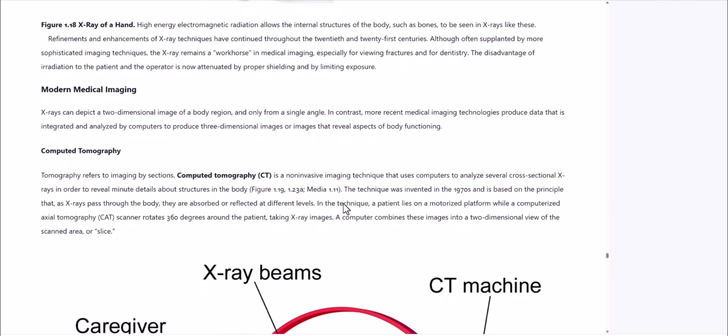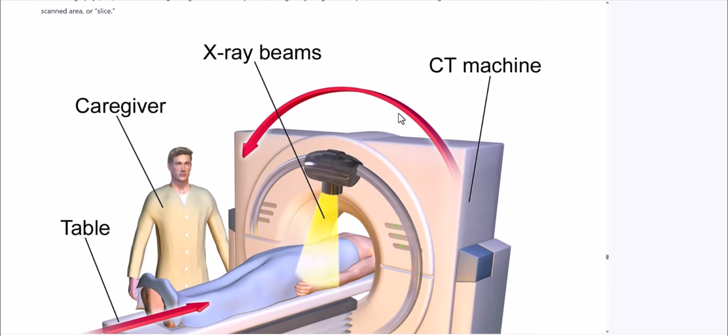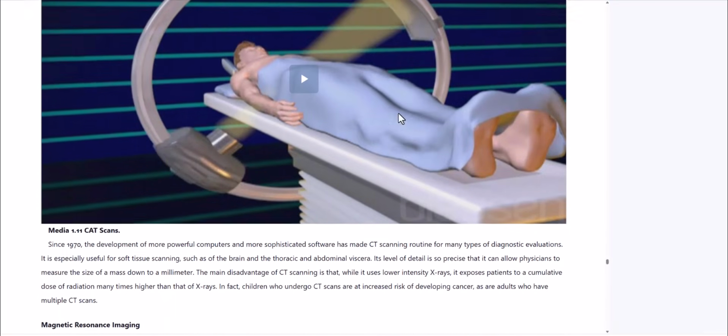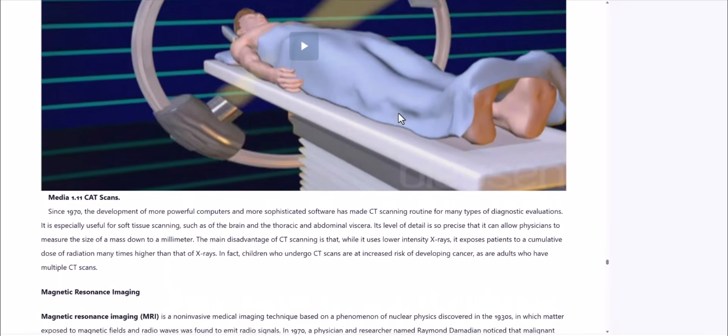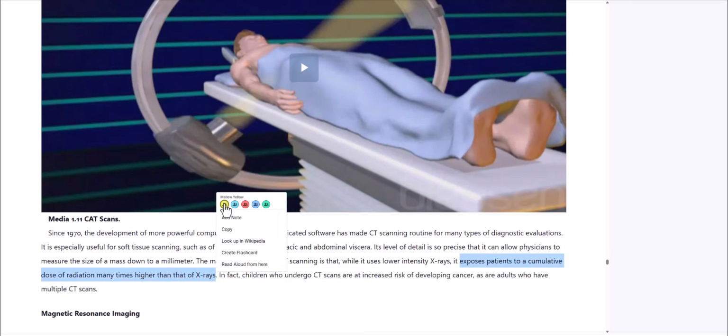Now, even more powerful are CT scans or tomography, computed tomography. Now, this is like an X-ray, except you are getting a massive amount of X-ray in a CT scan. But with the help of the computer, it is able to break those images not into a single view, but into a series of views. So the major disadvantage is that you are getting a very large dose of radiation. Okay, very, very large dose.